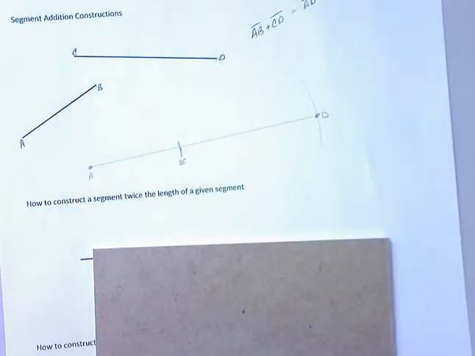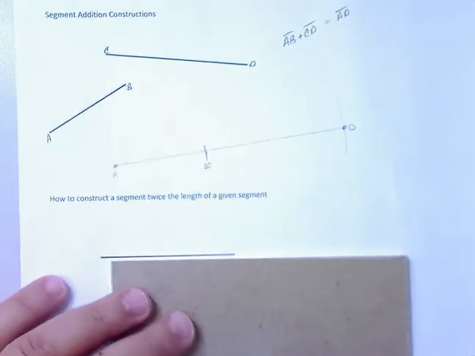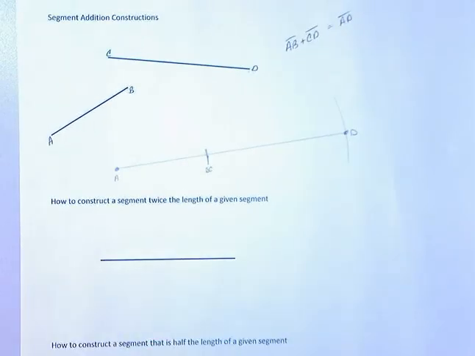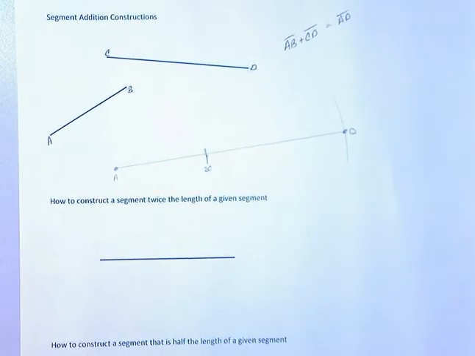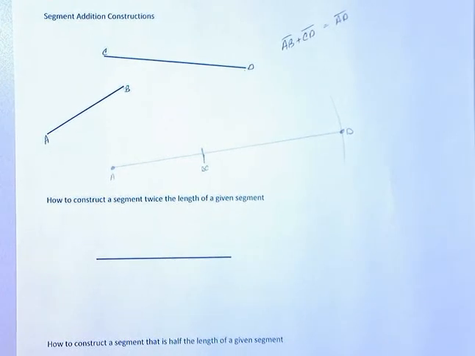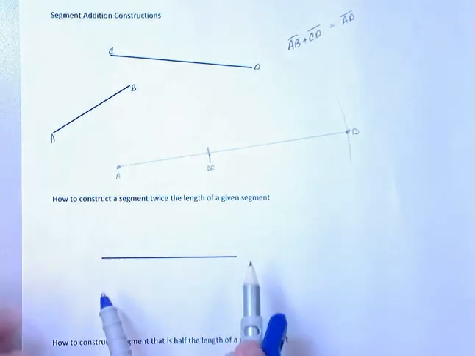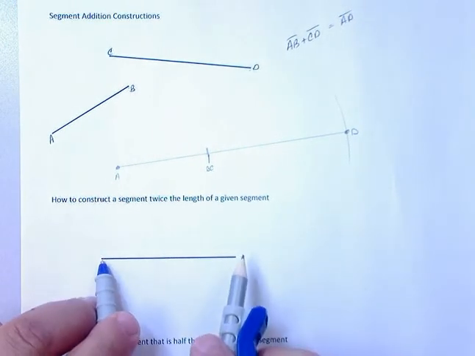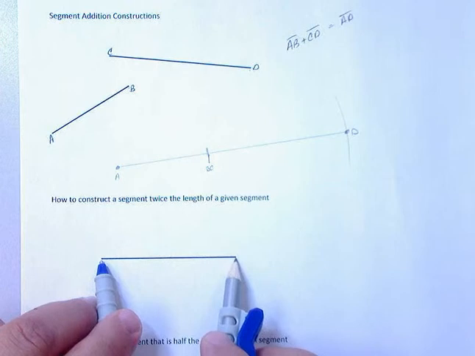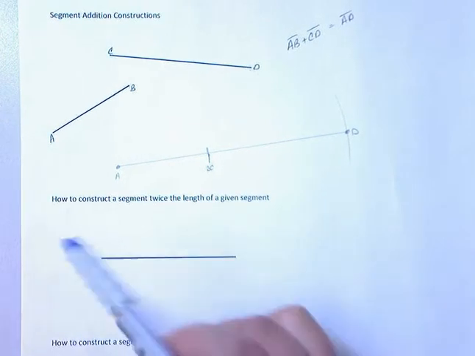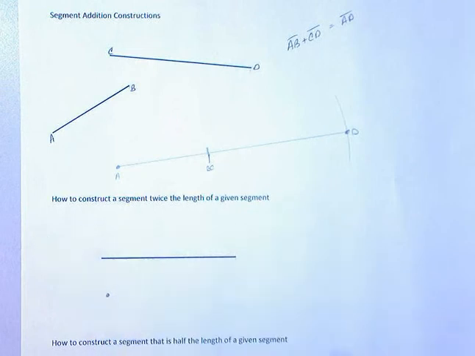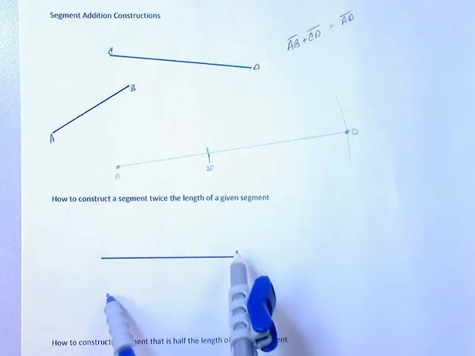Okay, so that's the first thing we want to talk about. Next one is how to construct a segment that is twice the length. If you paid attention to the first one, this is going to be pretty easy. All you really need to do is line up your compass, lock it in place, create a starting point, and you just do it twice. It's just like the last one, but you don't have to adjust your compass at all this time.